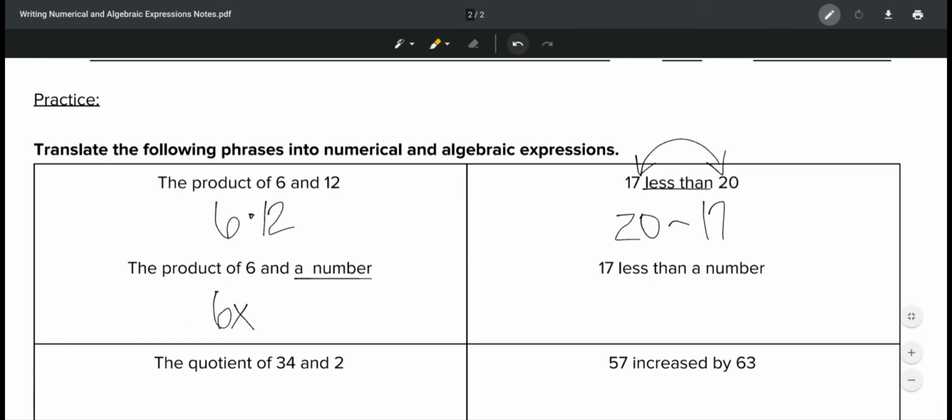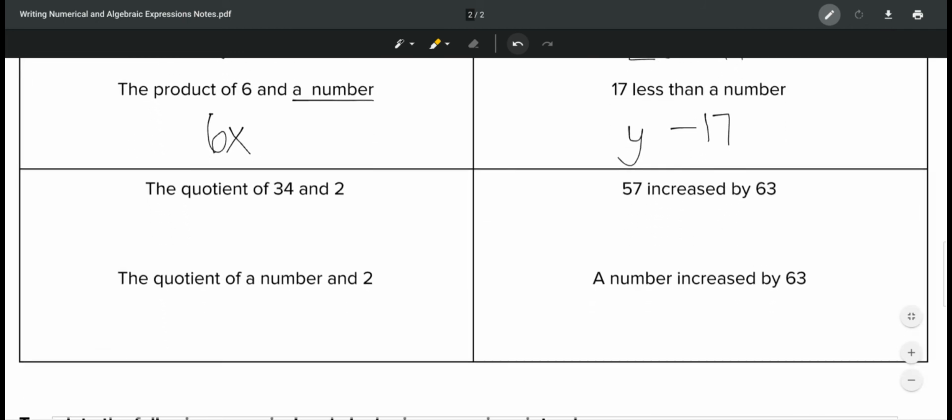I have 17 less than a number. I am still flipping my order around. I'm still doing subtraction. 17, since it flips, is going to go at the end. But instead of 20 at the beginning, I'm going to use a variable. You can use any variable you want. I'm going to use Y this time. So 17 less than a number is like Y minus 17. Moving on to the next one.